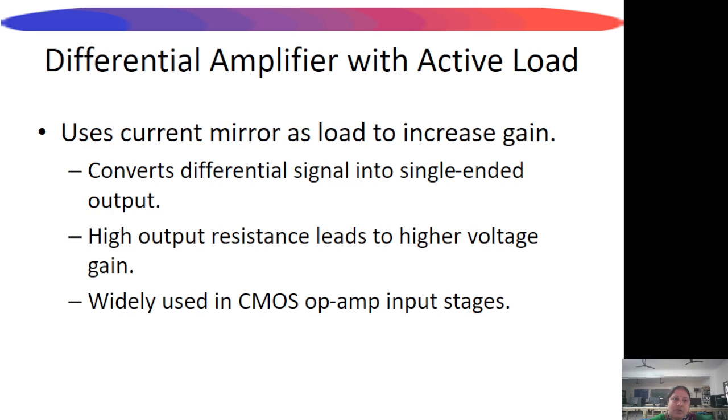Next topic is differential amplifier with active load. An active load uses transistors instead of resistors. Current mirrors are commonly used as active loads. Active loads provide high output resistance. This increases voltage gain significantly. Differential signals are converted into single-ended outputs.